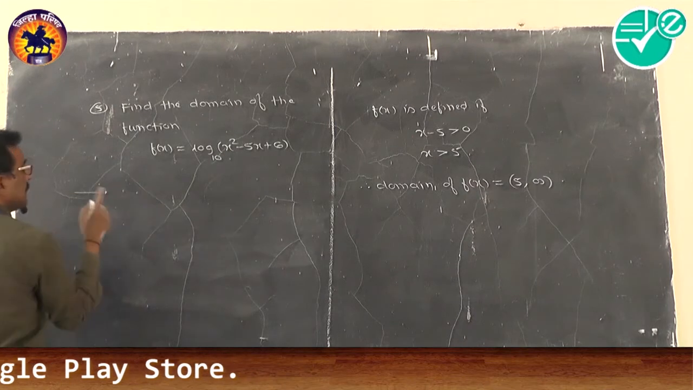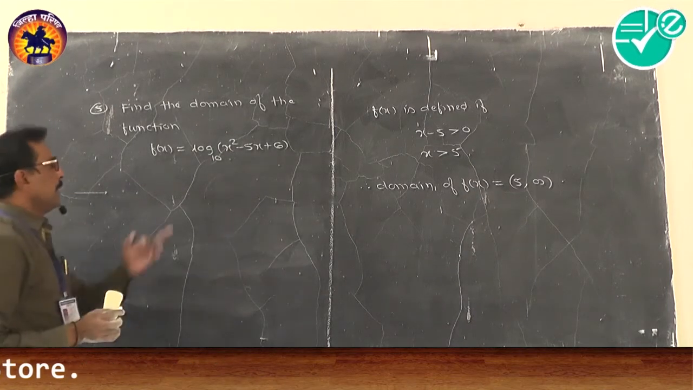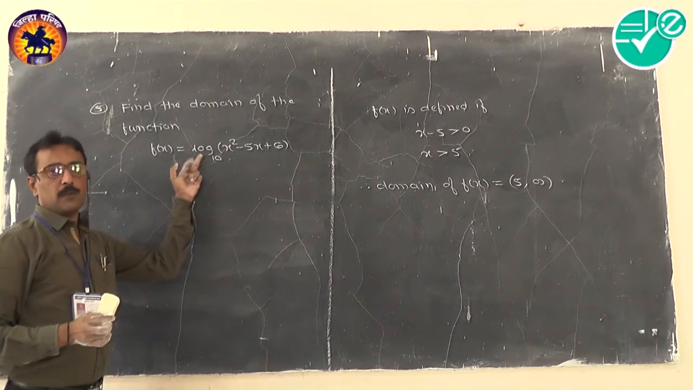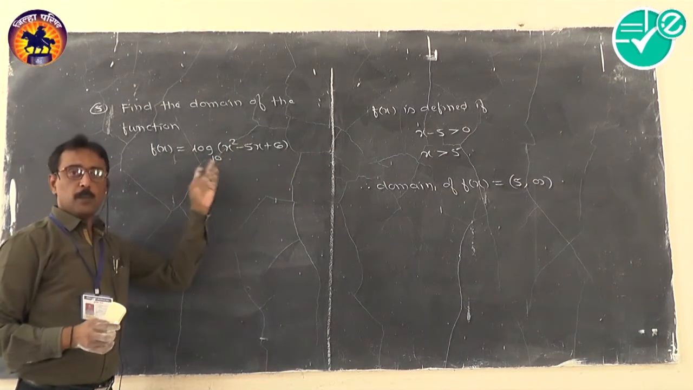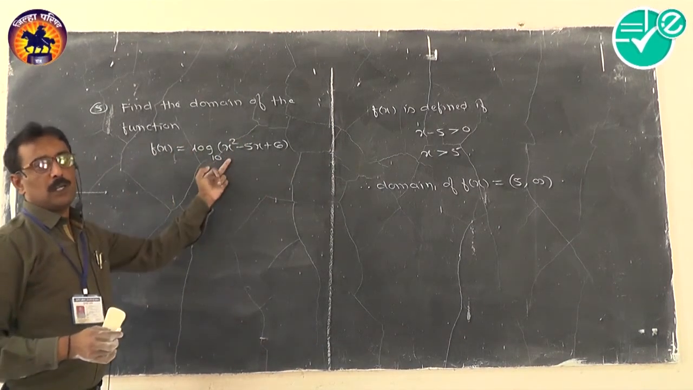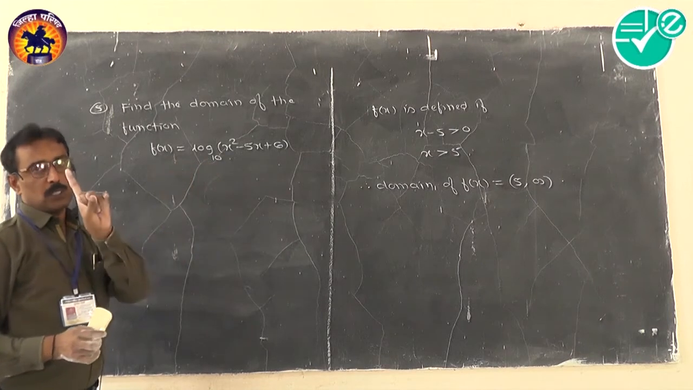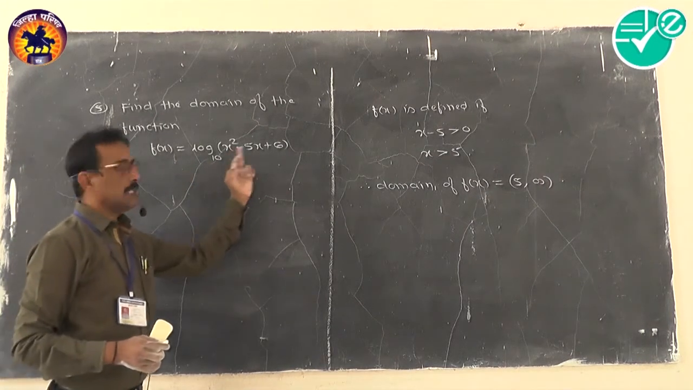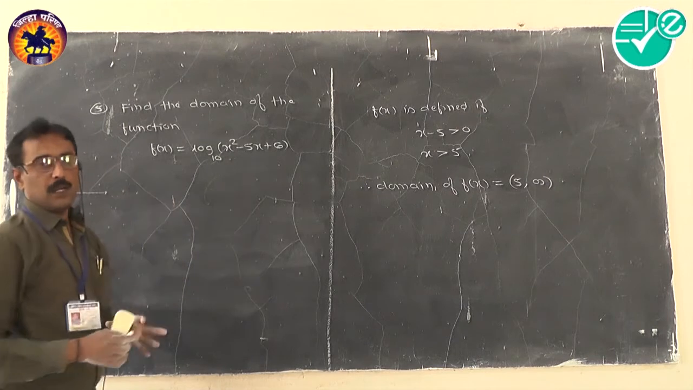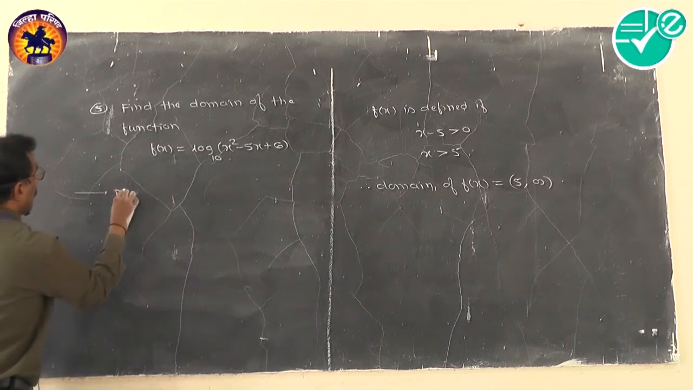Once again, I think this problem and previous problem both are same. In order to define a logarithmic function, what is the condition? These two numbers should be greater than 0. Clear cut, 10 is greater than 0. So just one condition is remain, and that condition is this quadratic portion should be greater than 0. We have to write like this.